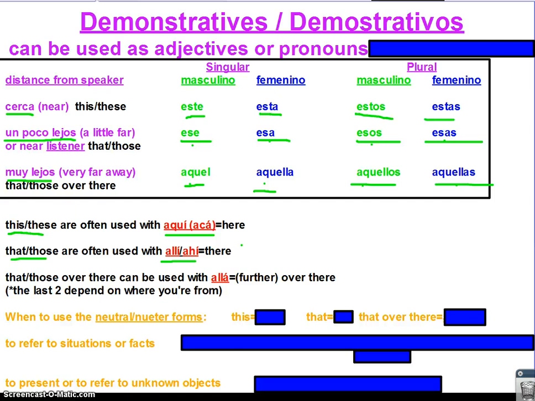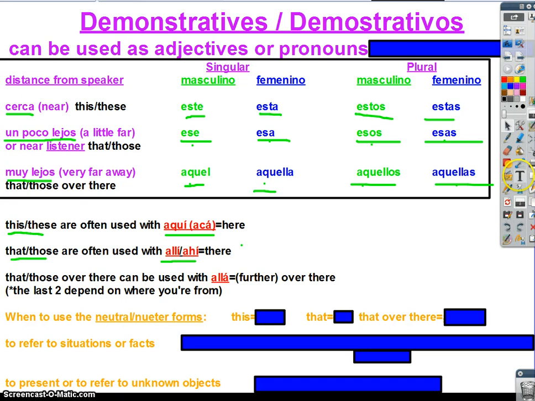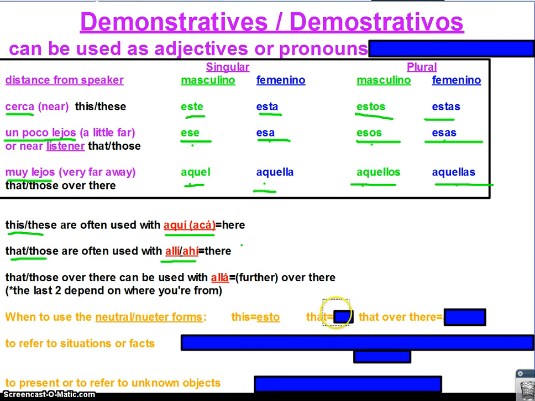If you're saying, what is that over there? You don't know the gender. So what are the neutral or neutered forms of these demonstratives? Well, it might not make sense exactly, but to say this without a gender, it's esto. And that without a gender is eso. And that over there is aquello.